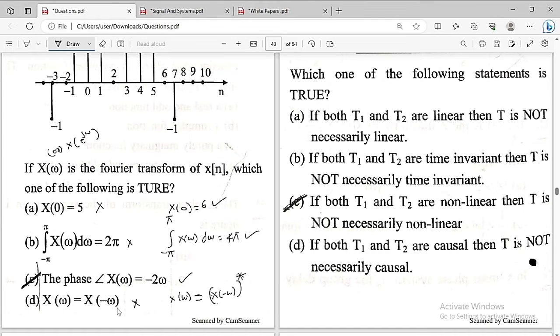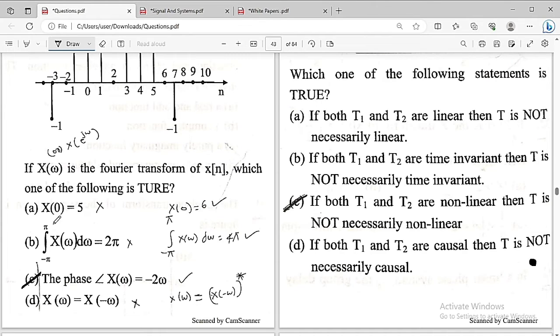So finally, what are the true statements? We can say that X of 0 is equal to 6, and the integration from minus pi to pi of X of omega d omega is equal to 4 pi, and the phase angle of X of omega is equal to minus 2 omega, and X of omega is equal to X of minus omega whole conjugate. So these are the true statements.